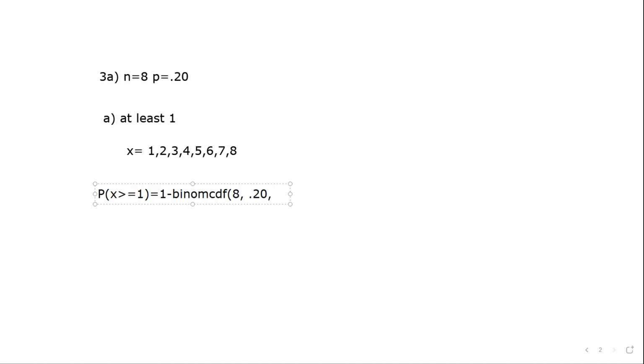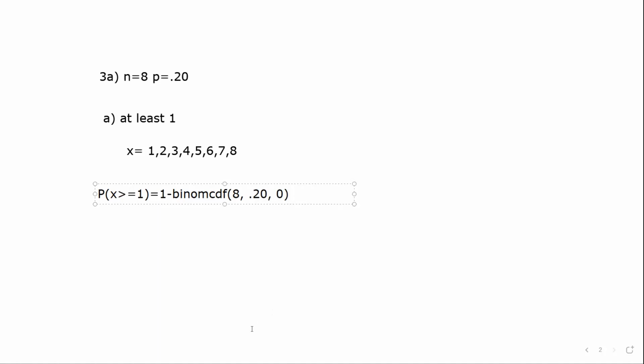So this is really just 0 in this case because it's greater than 1. So this is like doing 1 minus the probability of 0, okay? And that's what you put in. So you get, let's go in and do it.